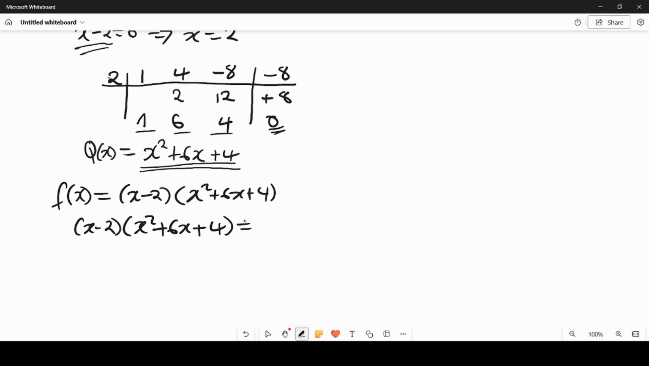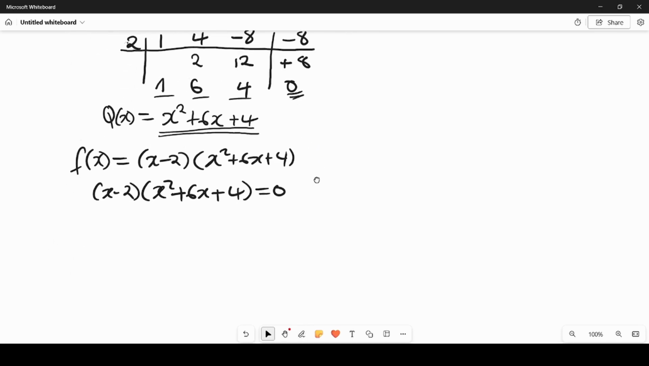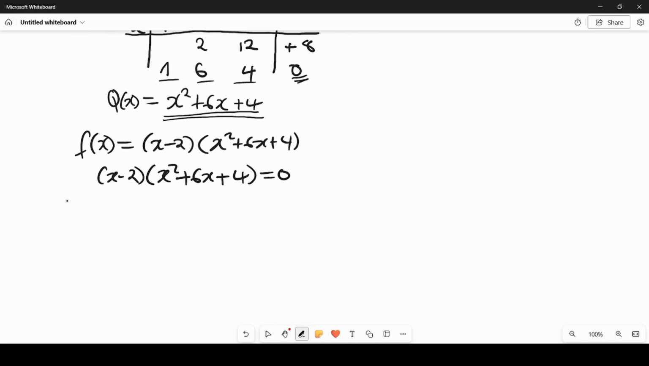equal to, we're going to equate this to 0. And when you do that, we know that our x is equal to 2, and our x squared plus 6x plus 4 is equal to 0. But we do not know what don't we know? We can't find if we try to factorize, product is 4, the sum is 6. Two numbers, when you add, you get 6. You multiply, you get 4. We don't have. So what do you do?